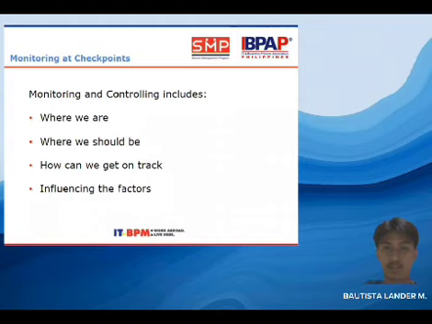The text outlines the components of monitoring and controlling in a project process. It involves assessing the current status, where we are, comparing it to the desired state, where we should be, identifying corrective actions, how we can get on track, and addressing influential factors.